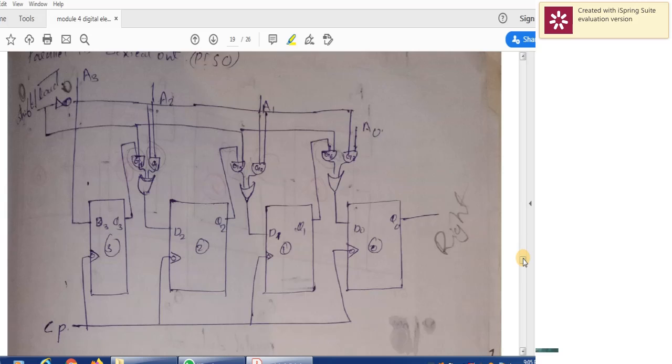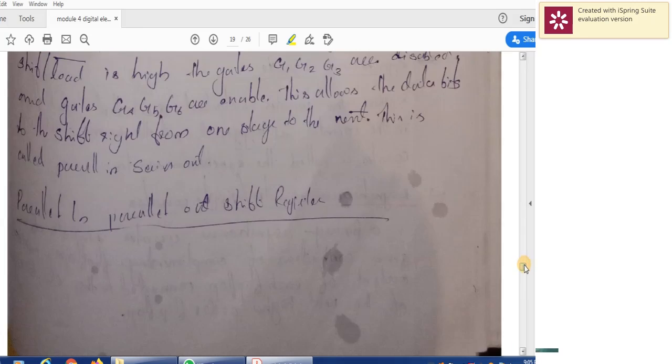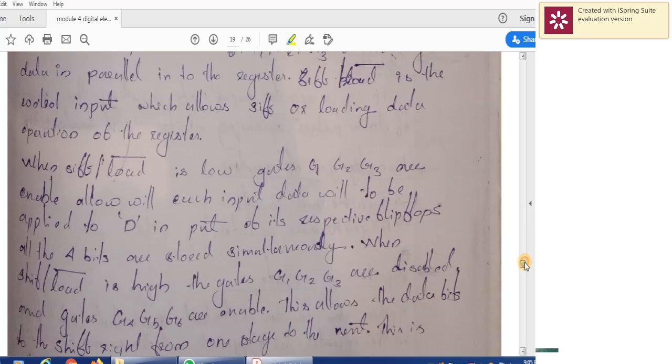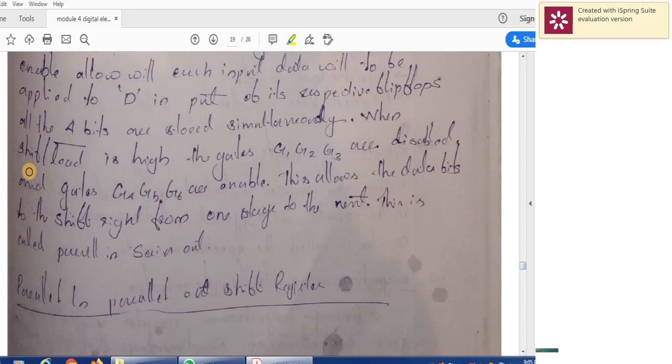So that is why it is called a control input. If I give 0, it will be loaded to the flip-flop. Suppose the shift or load bar is high, the gates G1, G2, G3 are disabled. That means it becomes 0. And the gates G4, G5 and G6 are enabled. This allows the data bit to shift right from one stage to the next.